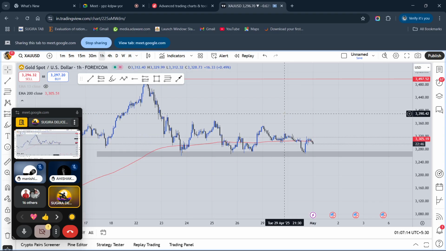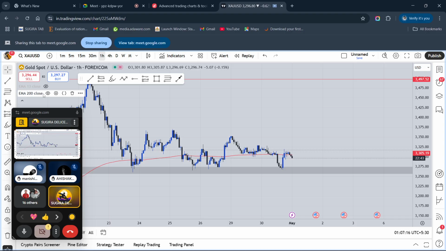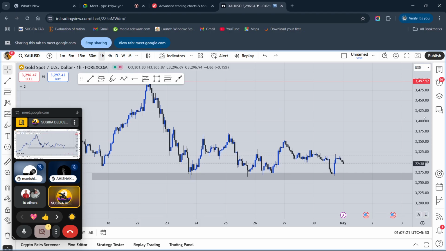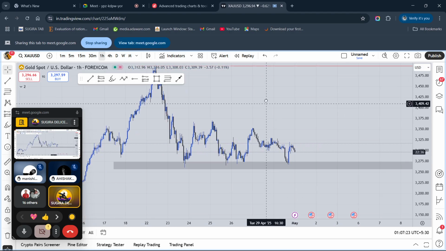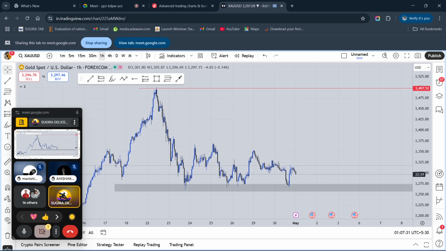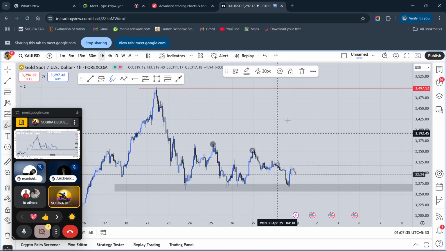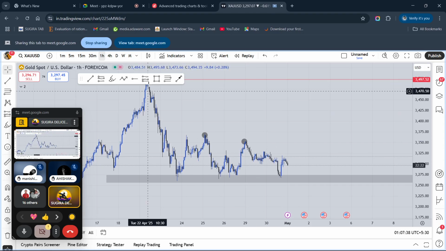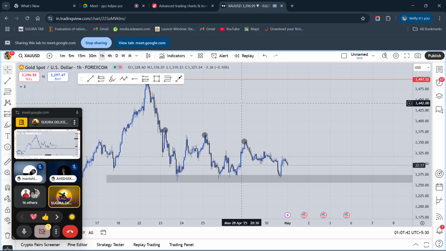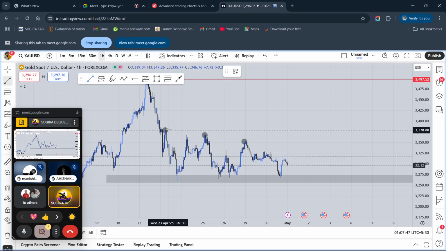For example, if you check properly, I will need to remove my 200 EMA so that I can see my chart properly. So from here, this is a level of support on gold. From here, I have general market structures. I have this point and I have this point right here. You can see, right? And I already have this point as well. So from here, I will try to find a resistance level.